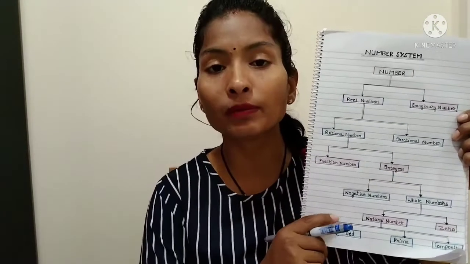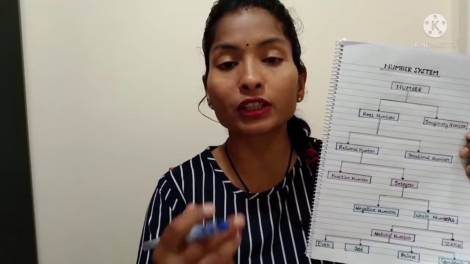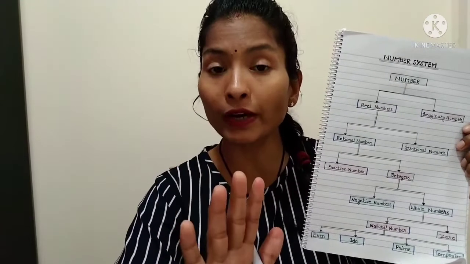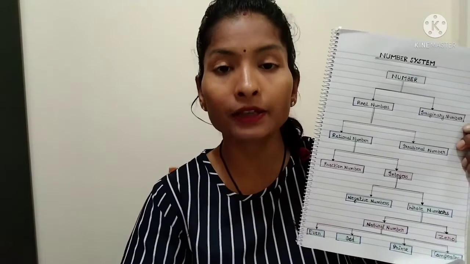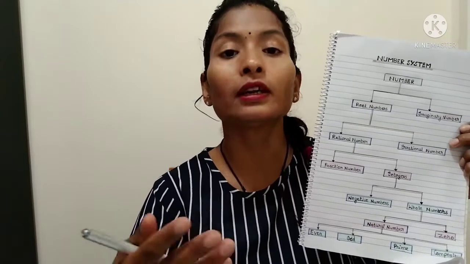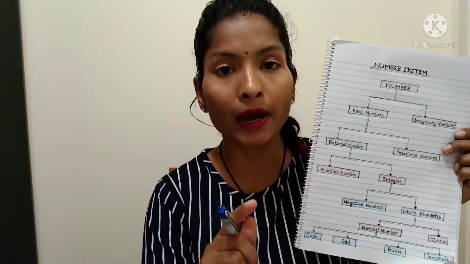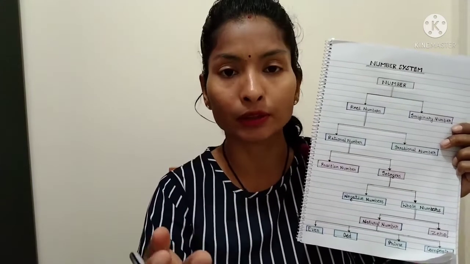Next is composite numbers. Those numbers having more than 2 factors. For example, 4. 4 is the smallest composite number. 4 has 3 factors, 1, 2 and 4. 6 has 4 factors, 1, 2, 3 and 6. 8, 9, 10, 12, 14, 15, all these numbers are called composite numbers. Here 1 is neither prime nor composite.